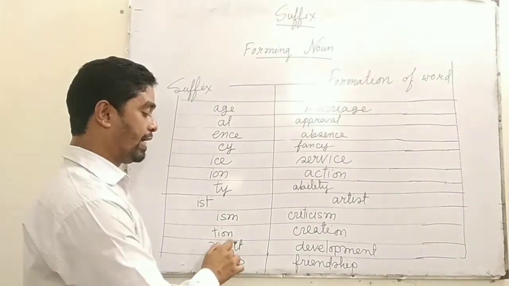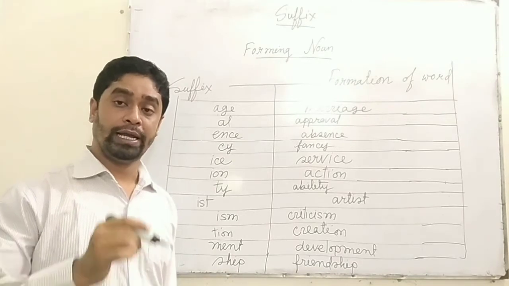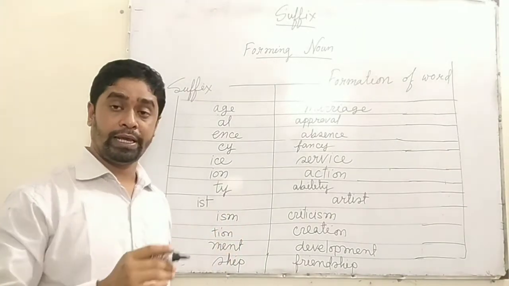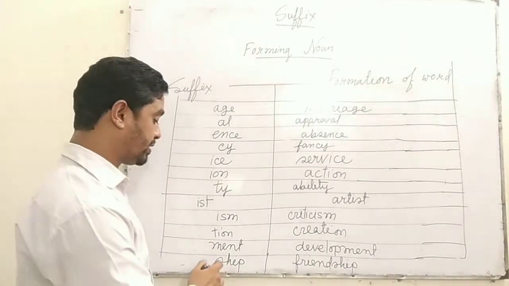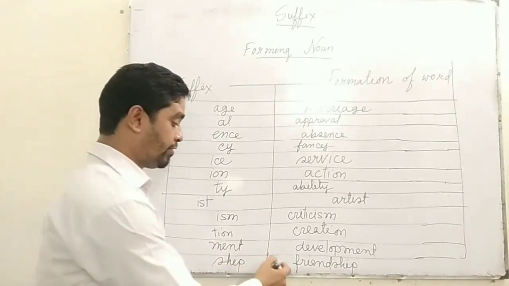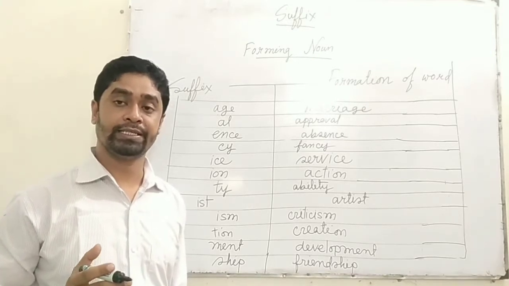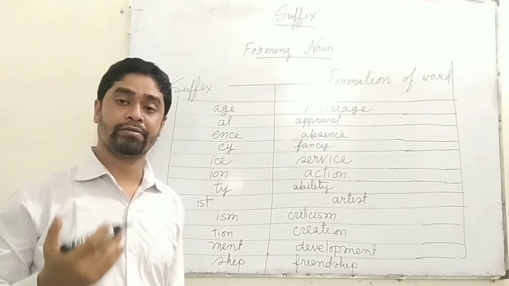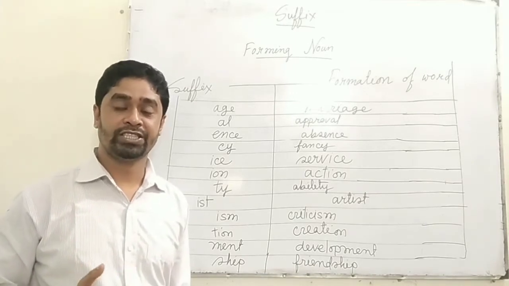Ment, it also makes a noun, adding after a verb develop. Then it creates a noun, that is development. The last, ship, it also creates a noun, friendship. Here friend is the base word. After ship is added, then it creates a new word, a noun, that is friendship.